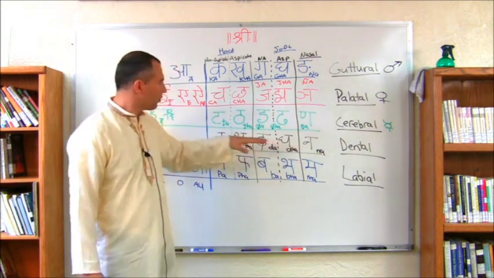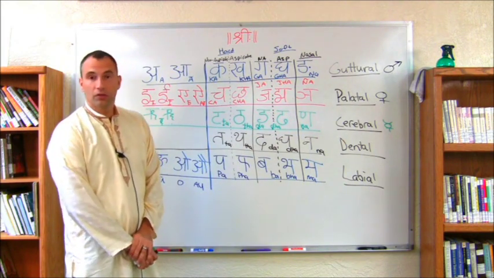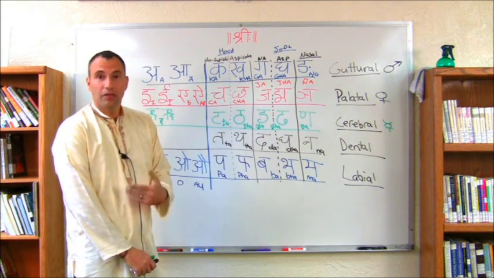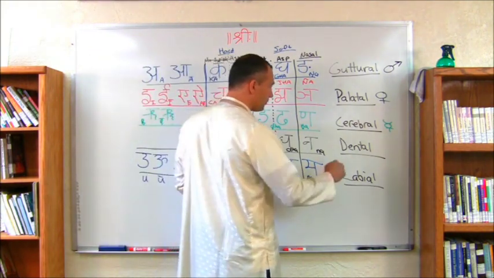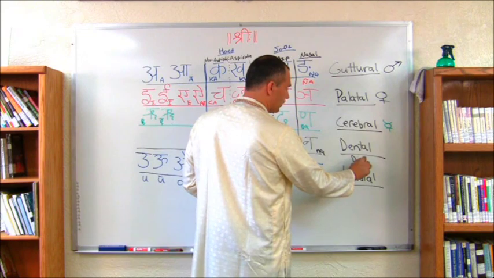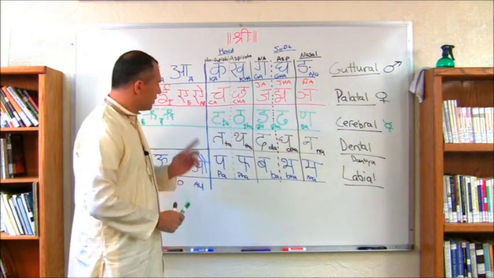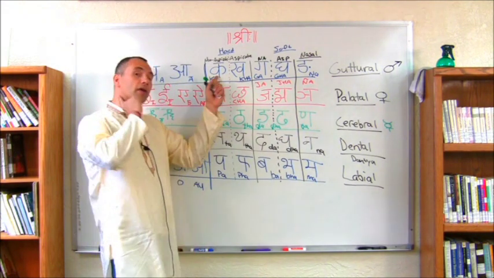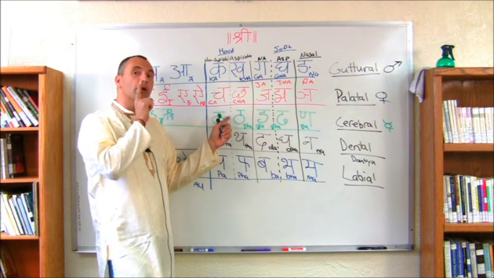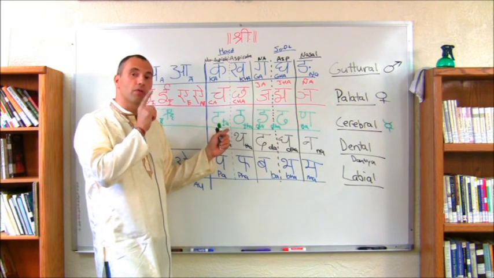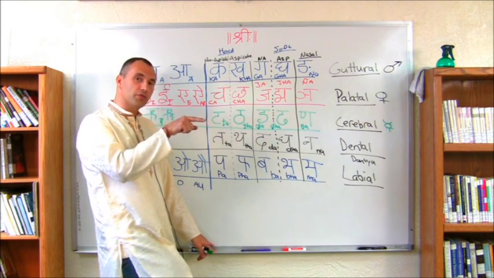The next row is called the dental row. Our word dental comes from the Sanskrit word dantya, which means dental. Dantya, it's in your book. So these are now the tongue, from the back of the throat to the soft palate to the hard palate, and now we're even further up, right behind the teeth. The dentals are where the tongue touches the front teeth.